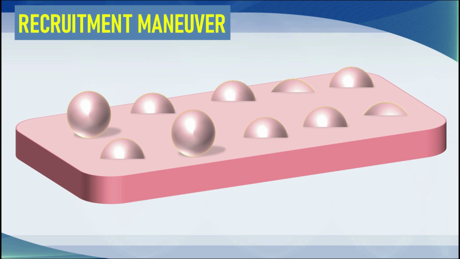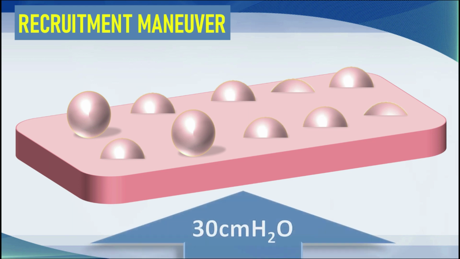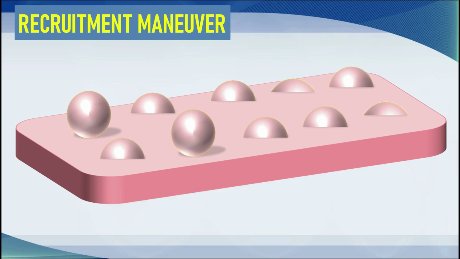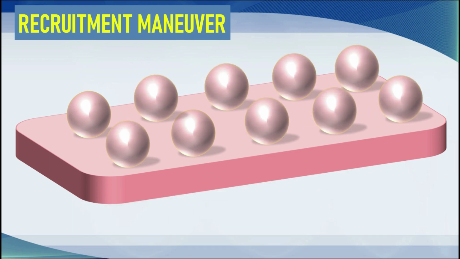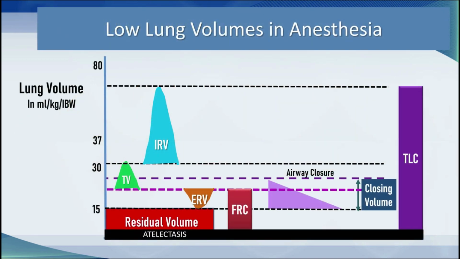In this cartoon, you can see that there are many collapsed or partially inflated lung units. And what we're going to do is we're going to apply 30 centimeters of water for a period of time. In anesthesia, that's 10 seconds. And then these lung units are forced to open up. It's like blowing up a partially inflated balloon. So when we apply a recruitment maneuver and apply PEEP to this picture, what happens?